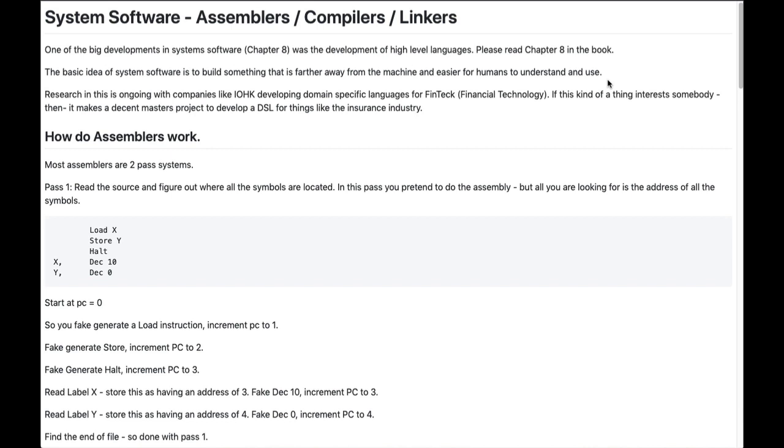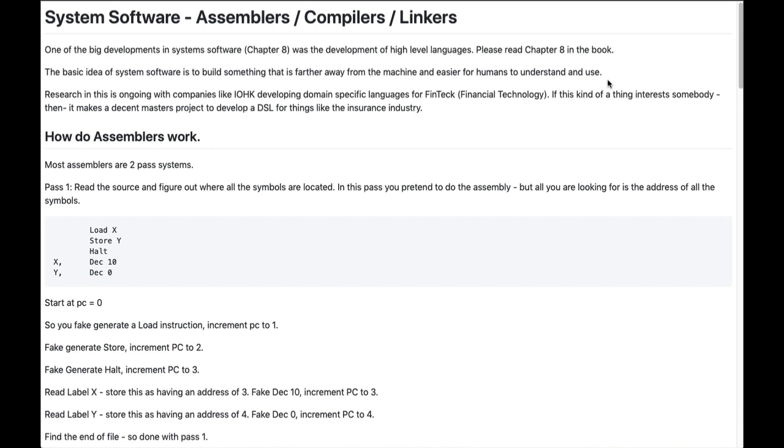But first, let's talk about how assemblers actually work. You've been using one in this class, and there's one built into the microcode emulator as well. So how do they work? Almost universally, assemblers are two-pass systems. That means they go through the code once, do some work, then go back to the beginning and go through it a second time.